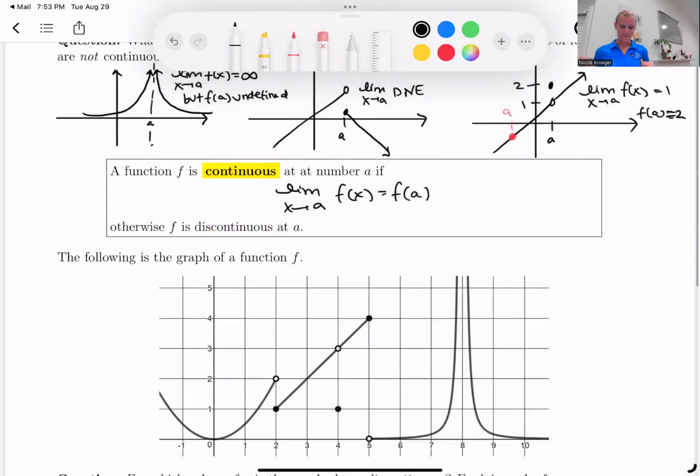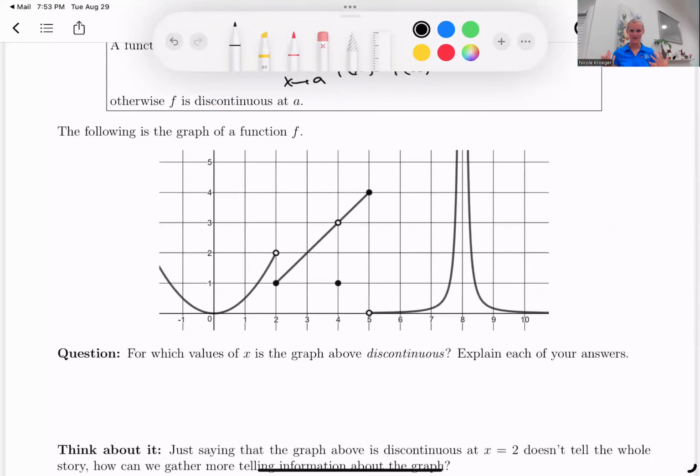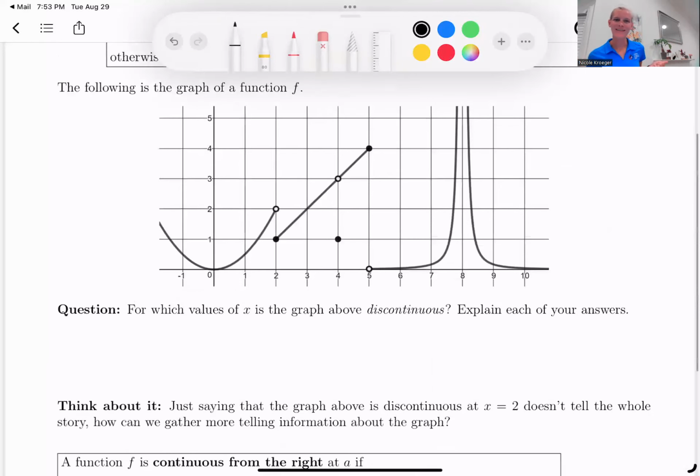So if we look at this graph below, I want to know where this graph is discontinuous and why. So go ahead and see if you can think about where this is going to be discontinuous. Spend a second thinking about this before you keep watching me do this. So I would say that this function's discontinuous at 2, at 4, at 5, and at 8. So let's write that as x equals 2, x equals 4, x equals 5, and x equals 8.